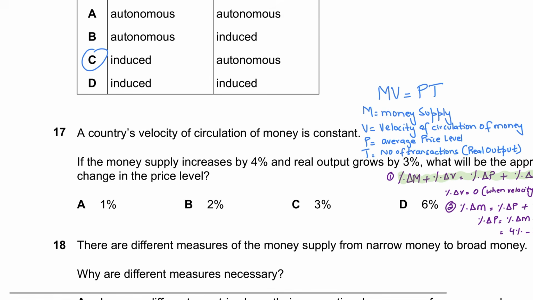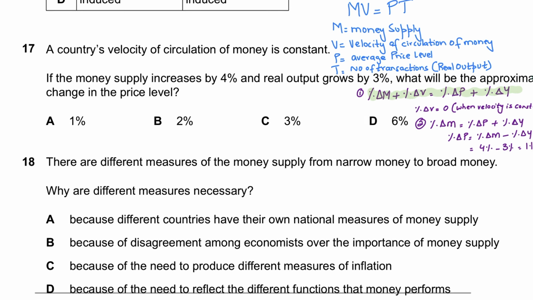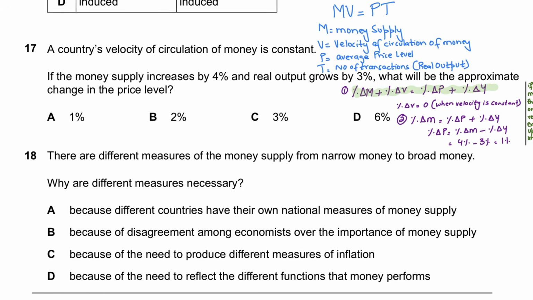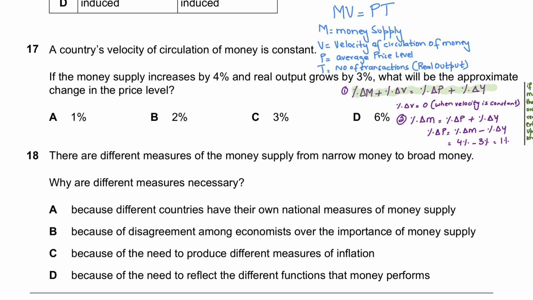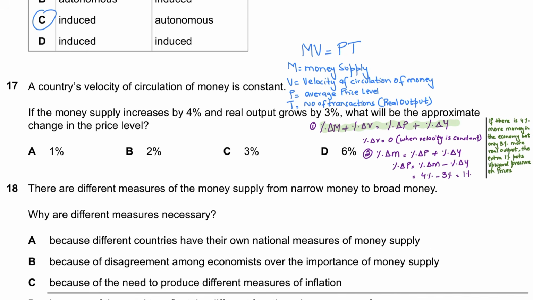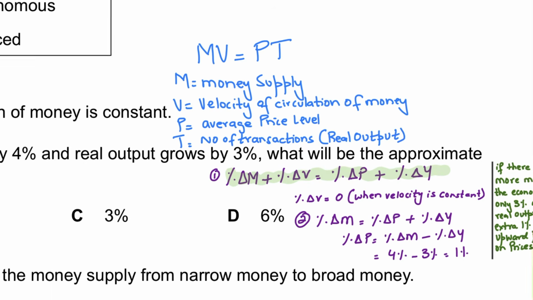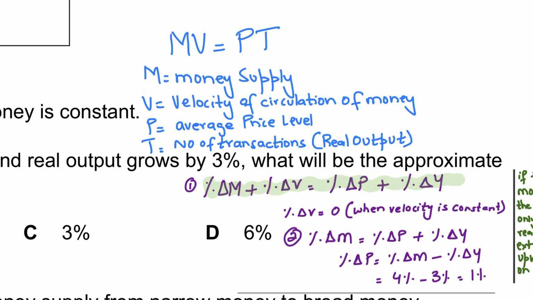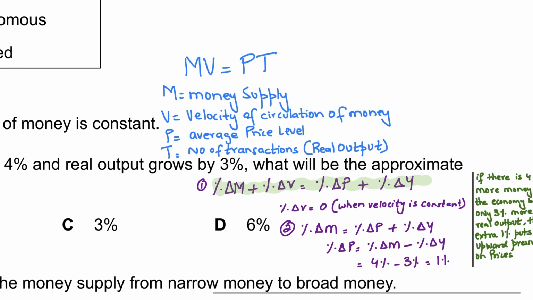Moving on to question number 17, which says the country's velocity of circulation is constant, if the money supply goes up by 4% and real output grows by 3%, what will be the approximate change in the price level? Now, this question is from the quantity theory of money, where MV equals PT, where monetarists always claimed that inflation is always and everywhere a monetary phenomenon. Let's not go into those details because that is not really relevant for the MCQ. However, I'll tell you what is relevant for this MCQ.